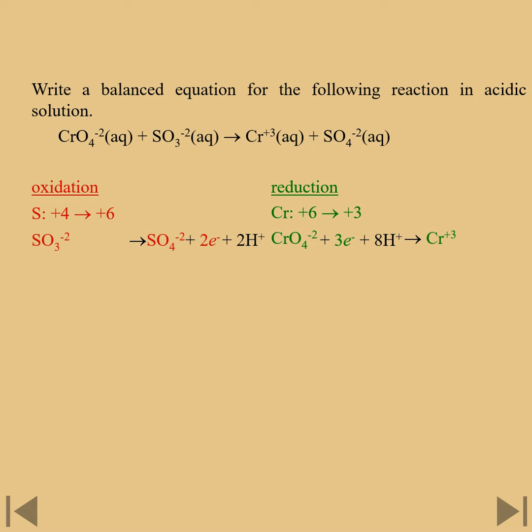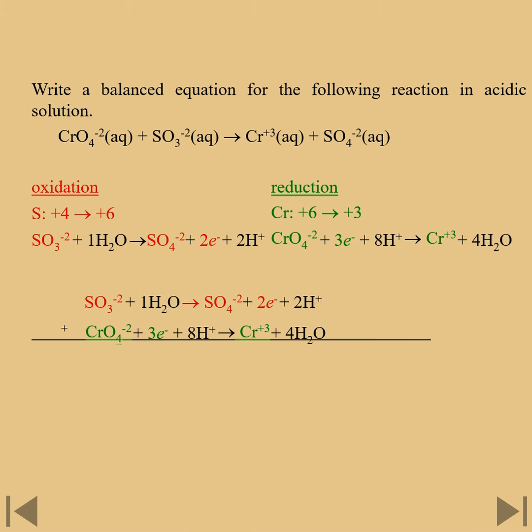And now step 2D, we add waters in order to balance the oxygens. In the oxidation half reaction, I need 1 more water on the left. In the reduction half reaction, I need 4 waters on the right. And now time for step 3, where we add these 2 half reactions together, so that the electrons cancel. I see 2 electrons on the right, 3 on the left. The least common multiple is 6, so I need 6 on both sides. So I multiply equation 1 by 3 and equation 2 by 2.